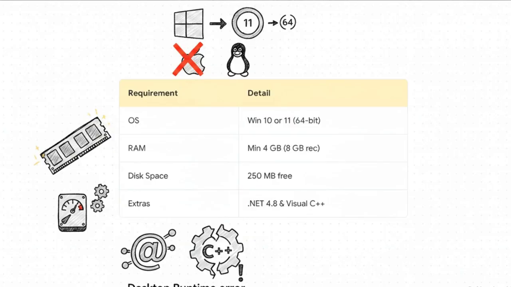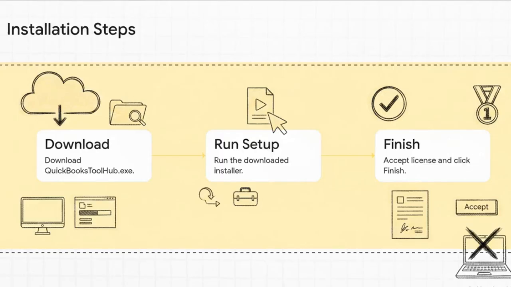No way around it. You're also going to need at least 4 gigs of RAM, though 8 is definitely recommended, about 250 megabytes of free storage, and crucial Microsoft components like the .NET Framework 4.8 and Visual C++ redistributables. Without those, the hub might throw a desktop runtime error. The installation process itself is a total breeze.